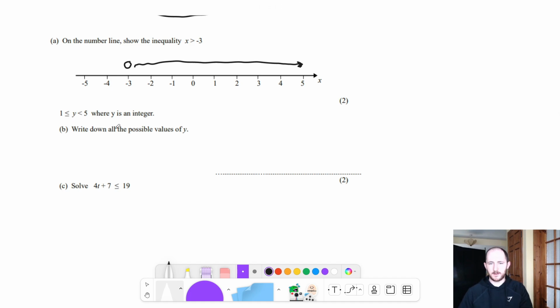This is also foundation and higher. You have 1 is less than or equal to y, which is less than 5. Write down all the possible values of y. Well, it can equal 1, so we have 1, then 2, 3, 4, and it can't equal 5 because there's no equals to over here. And keep in mind y is an integer, hence why I've done whole numbers only.